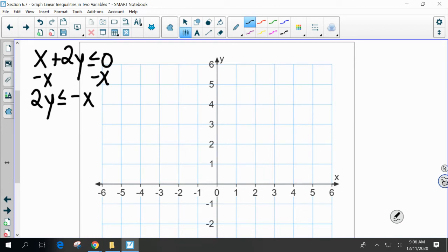And then I have one more step. Divide both sides by 2. So y is less than or equal to, and I'm going to go ahead and write that as negative 1/2 x.